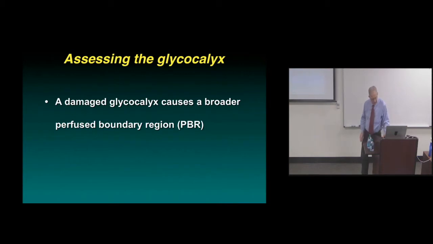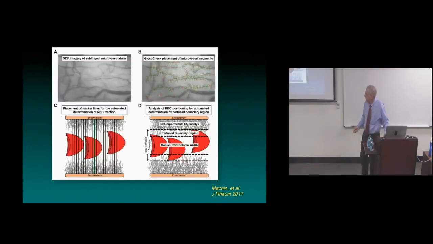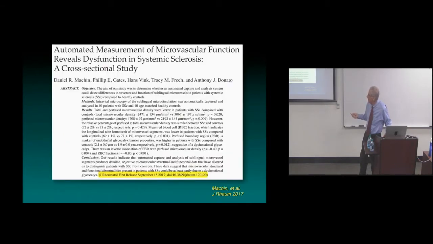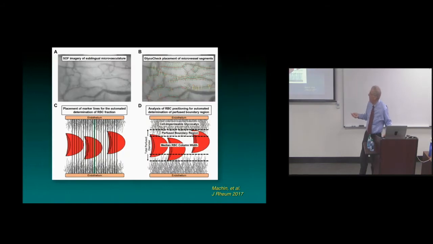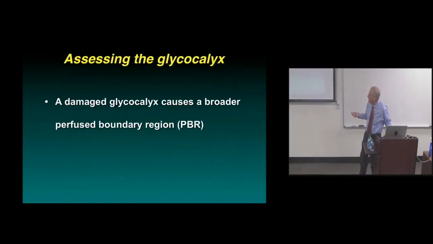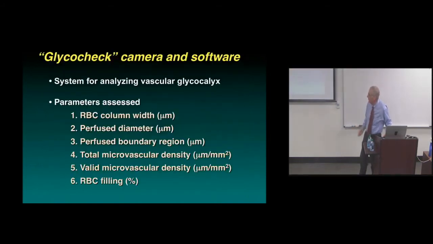And the one thing is that if the glycocalyx is damaged, this perfused boundary region is increased. So this is one of the key parameters that we're looking for. You get a lot of measurements out of this. This is all done in the background. You don't have to measure anything with a ruler or anything. It's done automatically, and they saved images.